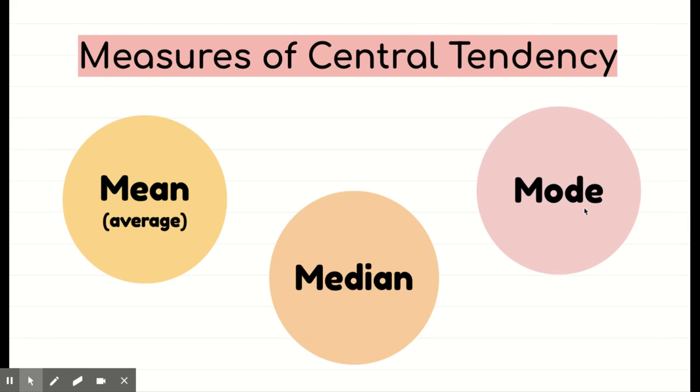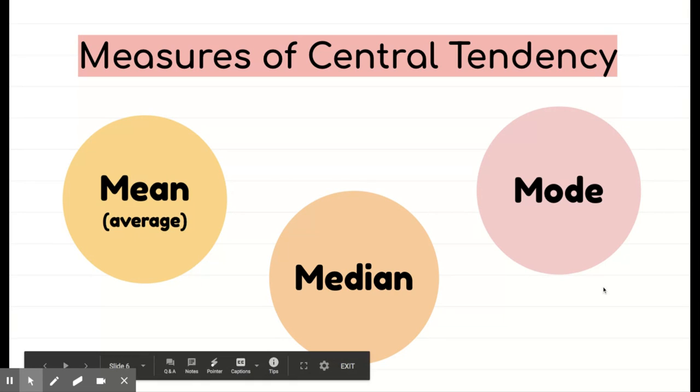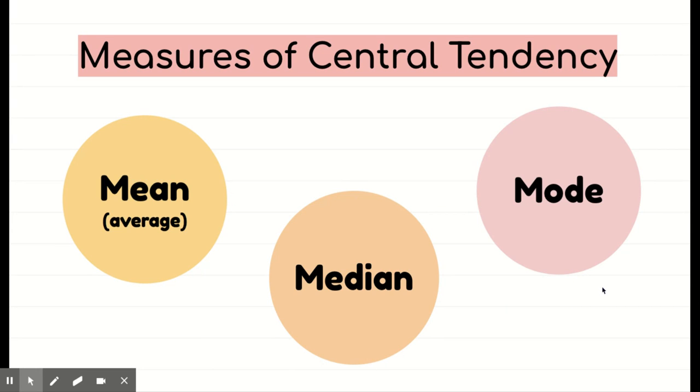Now, the three different measures of central tendency that we are learning this year are mean, median, and mode. And this is going to be with you throughout until college and beyond. Okay, you will hear these three terms: mean, median, and mode. So let's jump in one by one.